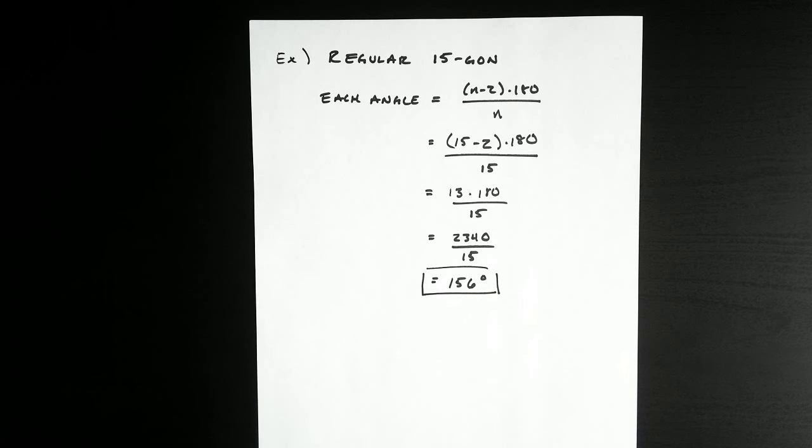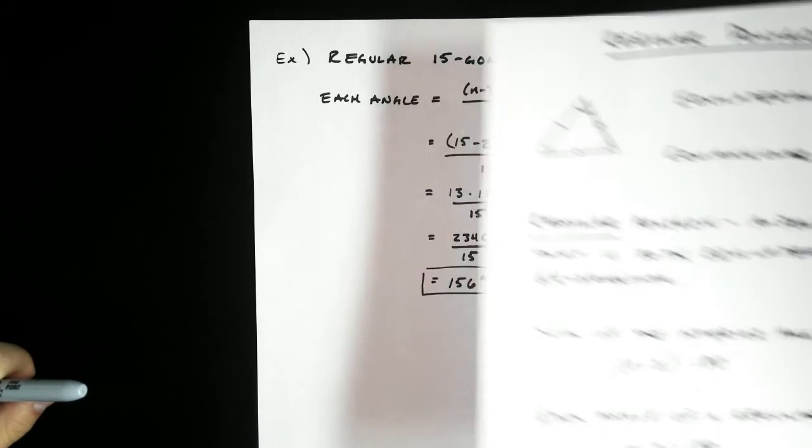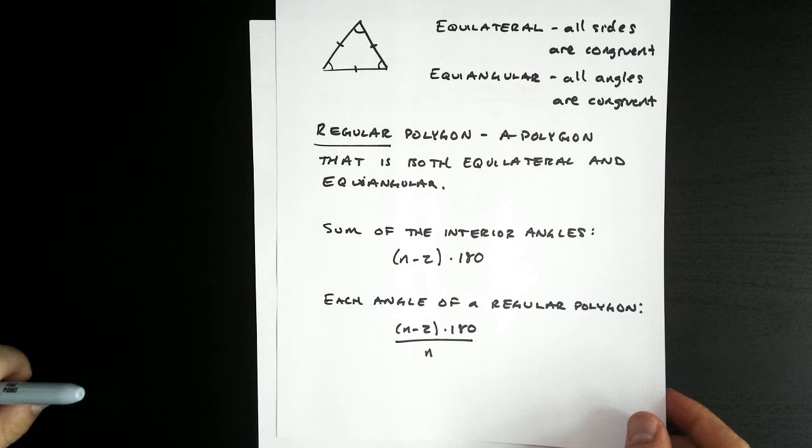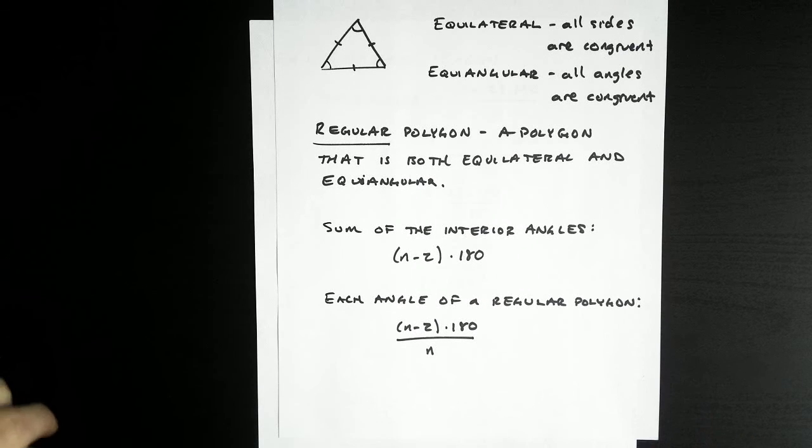So taking our formula for the sum of the interior angles, n minus 2 times 180, if we know that the polygon is regular, all we have to do is divide that by the number of angles we have, and we can get the measure of each angle.